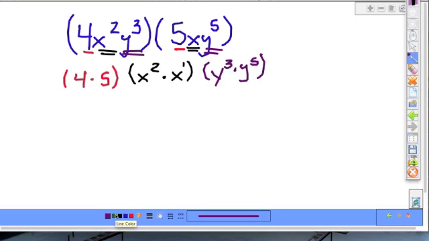So now we just solve it out. So 4 times 5 is going to give me 20. Okay. X is my base number here. Remember, we just add 2 plus 1. It's going to give me x to the 3rd. Y is my base number here. And now I just add 3 plus 5 gives me y to the 8th. So it started off looking something kind of crazy, but it's actually not too bad.